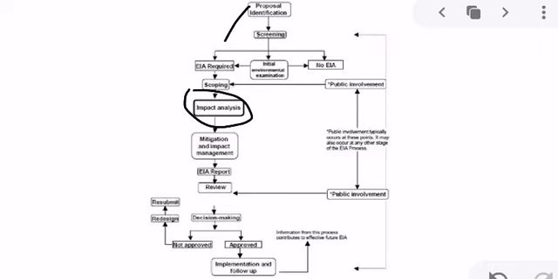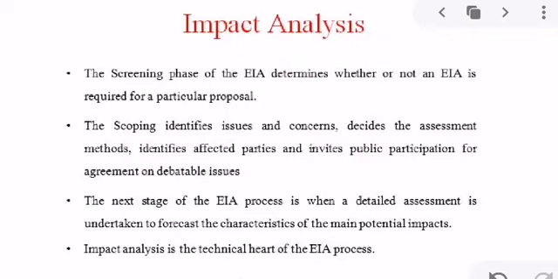Okay, so as I already mentioned, the screening phase of an EIA determines whether or not an EIA is required for a particular proposal. The scoping identifies issues and concerns, decides the assessment method, identifies affected parties, and invites public participation for agreement on debatable issues. And the next stage of EIA process is when a detailed assessment is undertaken to forecast the characteristics of main potential impacts. So, impact analysis is the technical heart of the EIA process.